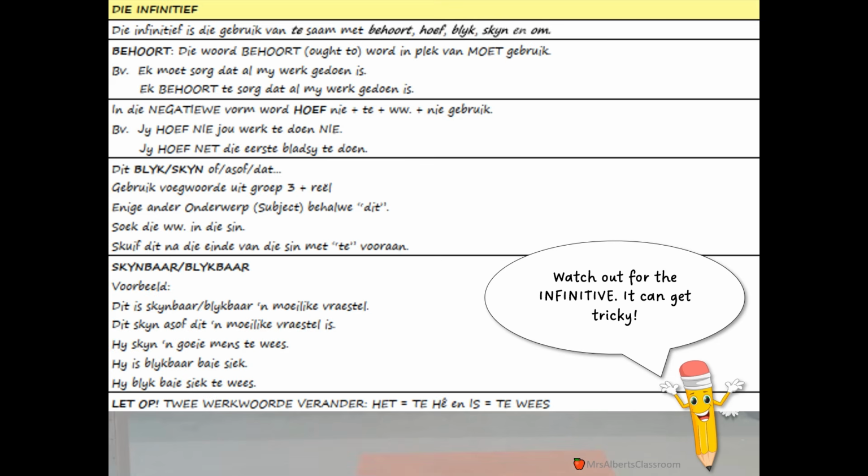That's the easiest way. But they can always give you a sentence with a moet in it and ask you to change it into the infinitive using behoort. And as you can see from the slide, then you will just change the moet. You will take it away, and you will have behoort, and then te, and then you continue your sentence. If they've got, jy hoef nie jou werk te doen nie, or they ask you, ek behoort te sorg dat al my werk gedoen is, and they want you to change it into the negative, you will change it by using the words hoef nie of hoef net, depending on what it is that they are asking you. Blyk or skyn, I haven't seen many of those in question papers before, but do go through the rules anyway, just to make sure that you've covered everything.